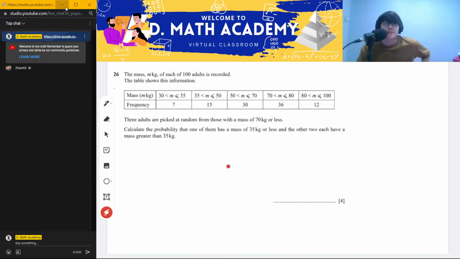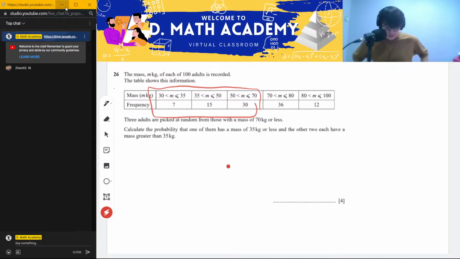Okay, before your exam. Okay, last question, question 26 here. They are asking you about 3 adults picked at random from those who have mass 70 kg or less. Okay, so 3 adults were chosen from these particular groups here. Okay, calculate the probability that one of them is 35 kg or less, and the other 2 each have mass greater than 35.